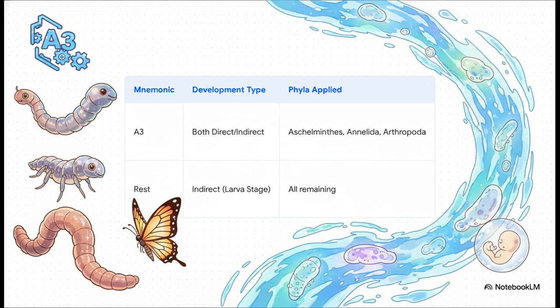For development, we're going to use the A3 rule. Whenever you're asked if an animal develops directly into a mini-adult or if it goes through a distinct larval stage, just look at the A3s. Aschelminthes, Annelida, and Arthropoda. These three specific groups can actually exhibit both direct and indirect development. All the rest of the non-chordates strictly use indirect development, meaning they are always going to pass through a distinct larval stage. Easy, right?